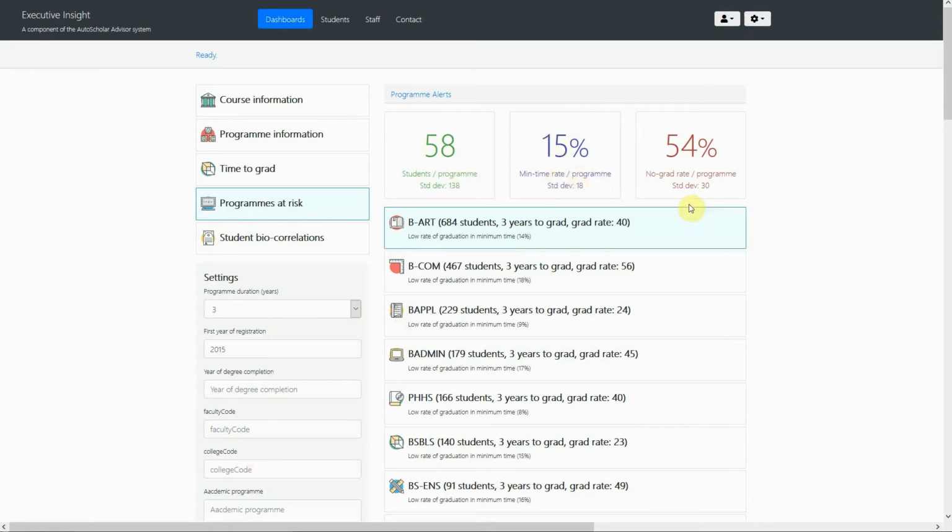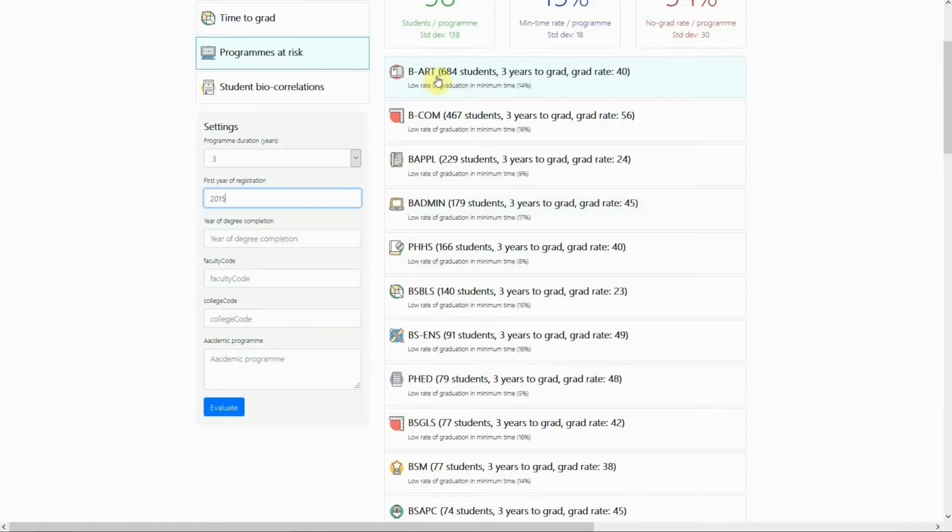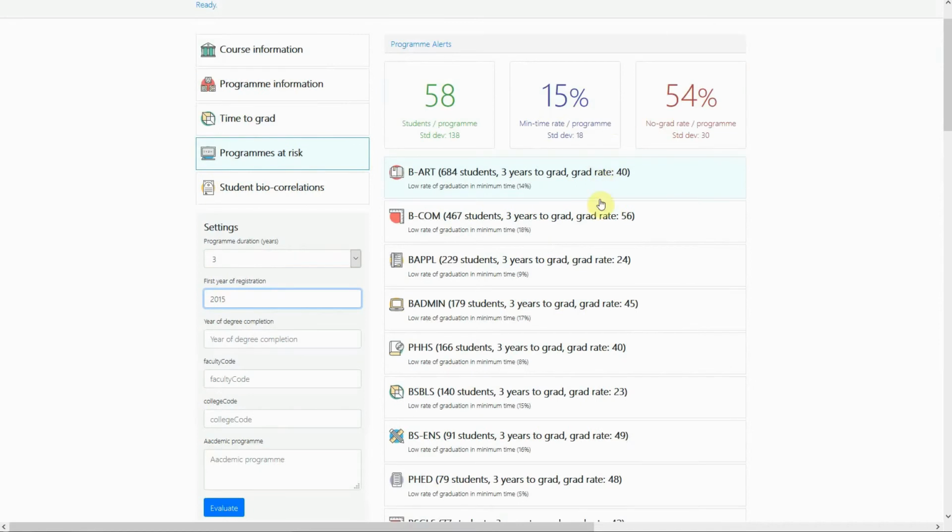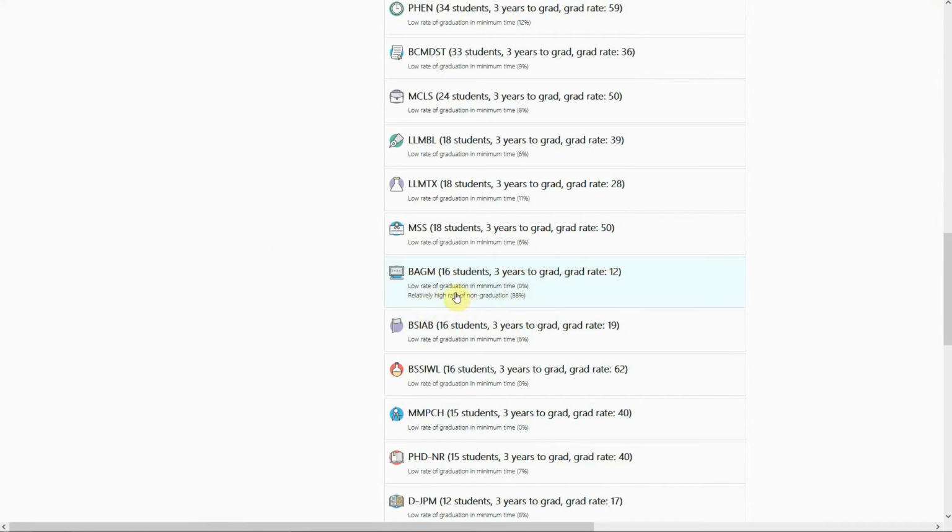Also, 54% of students have not graduated, which is alarming considering that we are looking at a cohort of students who entered in 2015. This program has a low number of minimum time graduating students at 14% and the overall grad rate is only 40%. With low numbers of students graduating in minimum time, these have strong subsidy implications. This program has a high rate of non-graduation with 88% having not graduated from this program as yet. However, we note there's a fairly low number of students, so this observation affects smaller numbers of students.